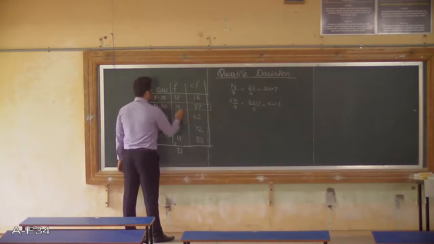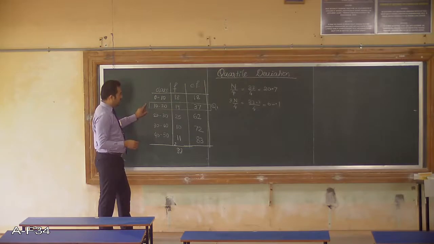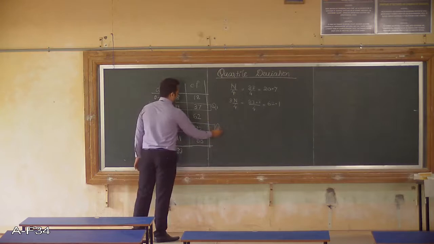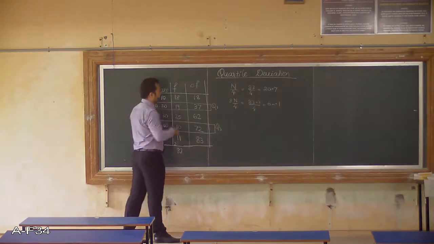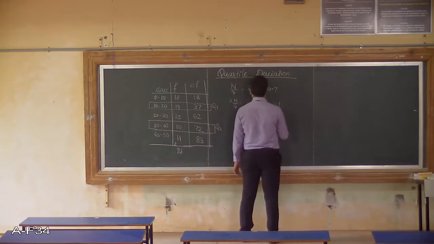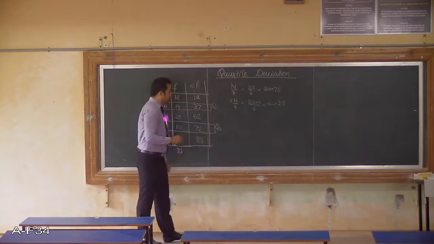I'm in this class. Where do you expect the quartile 1? So your first quartile, this is your class, and 62.1, which is just by 0.1 we are going for the next class. So this gives you the quartile 3 class. So let me calculate both of them.